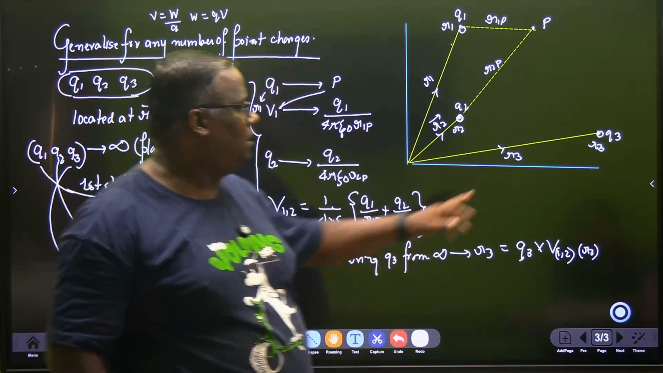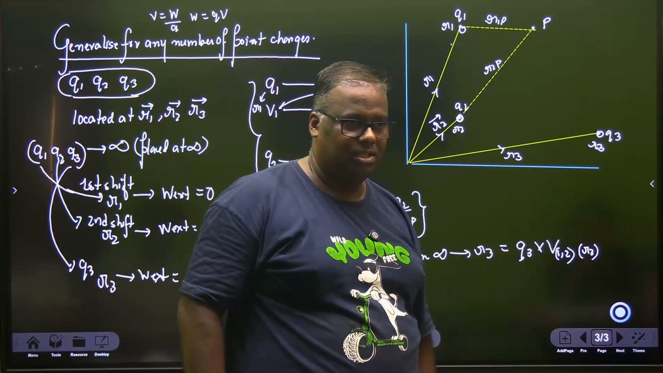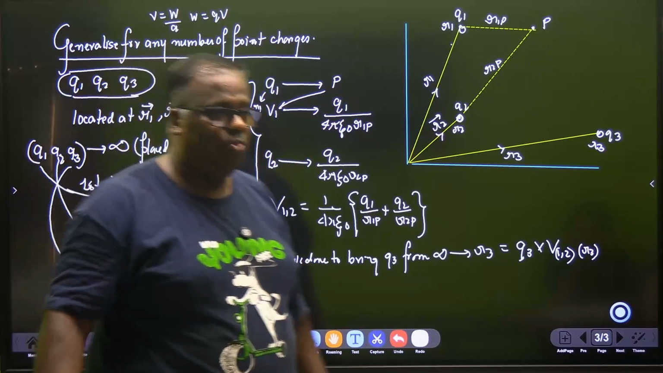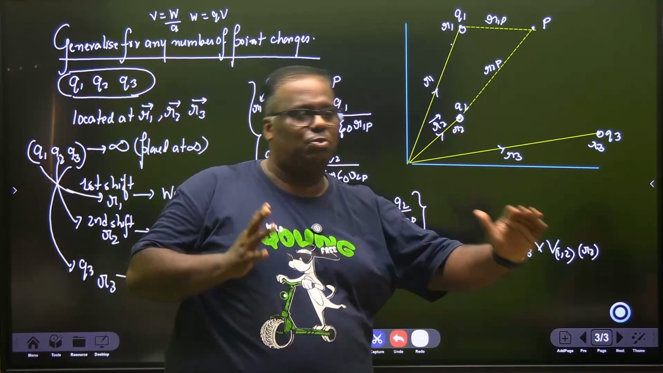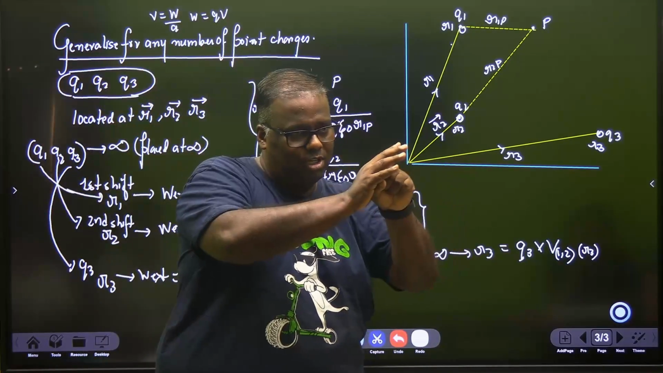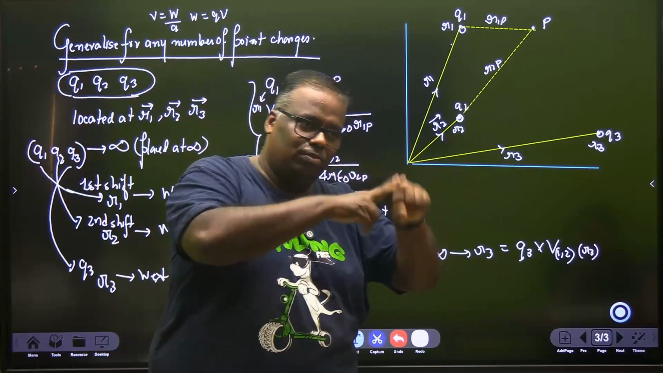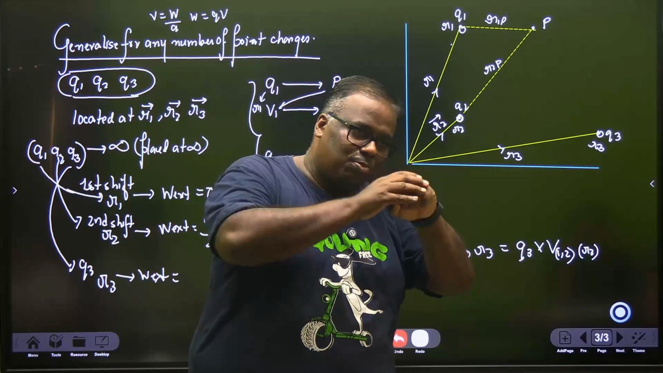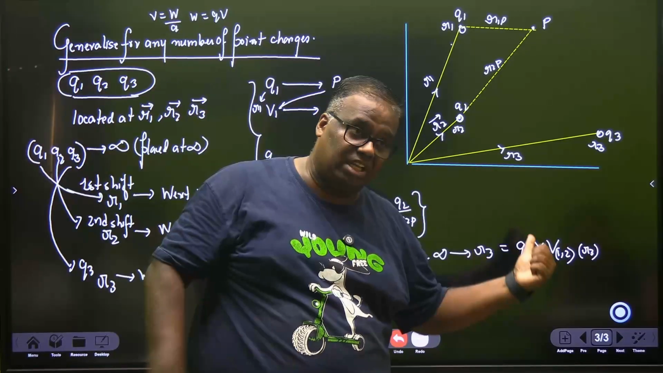Now you are bringing a charge to R3. If you bring a charge to R3, you are doing some external work. Work done is always charge times potential at that point. Work done in bringing a charge from infinity to this point is charge into the potential of this point. So what charge are you bringing? Q3. Potential of this point. What is this point? R3.